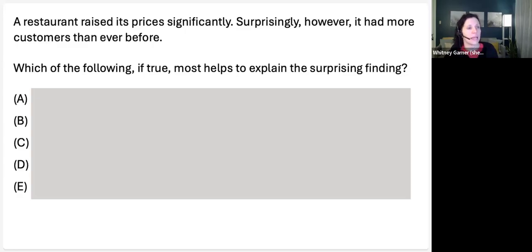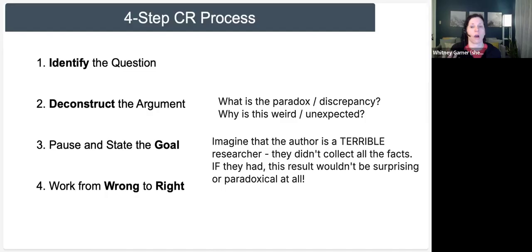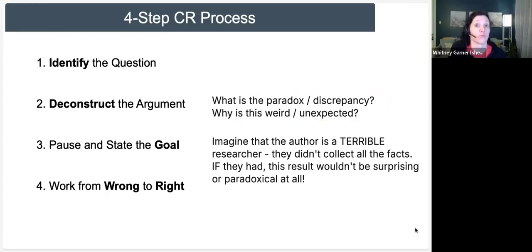Right. So step 4 is this elimination process, wrong to right. You're going to write A, B, C, D, E on your paper. Yes, you are. You're going to always write A, B, C, D so you can mark lines through them. And so we're going to start looking for specific wrong answer types. Right. And there's really common wrong answers in this world of discrepancy. So I'm going to try and eliminate some of those. But if in the process of pausing and stating the goal, I come up with an idea or two, cool, right? That's totally fine. But I'm only going to take a moment to consider that, not forever.